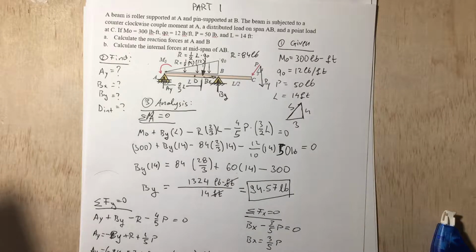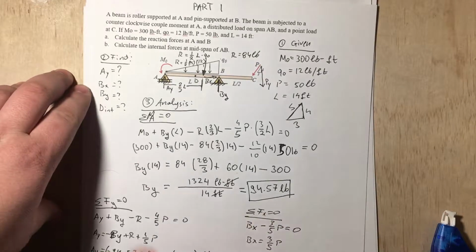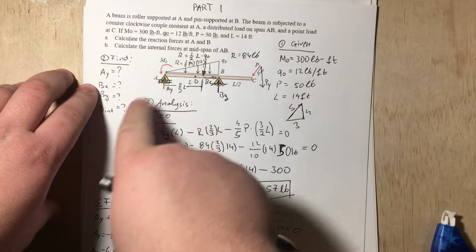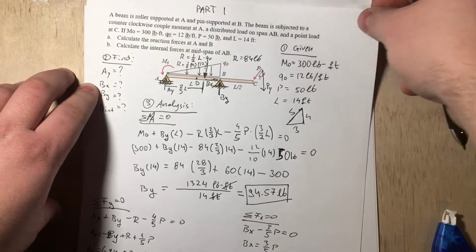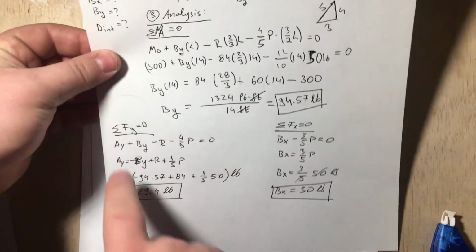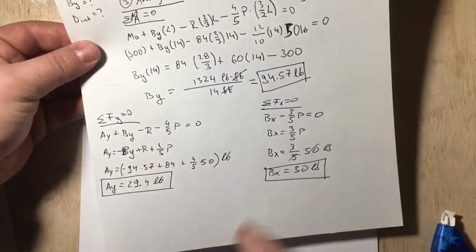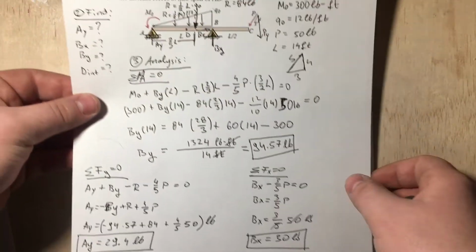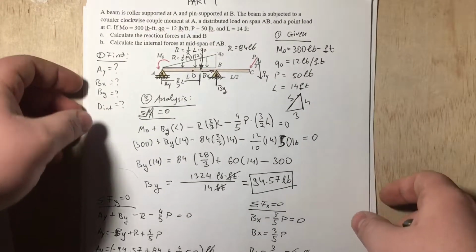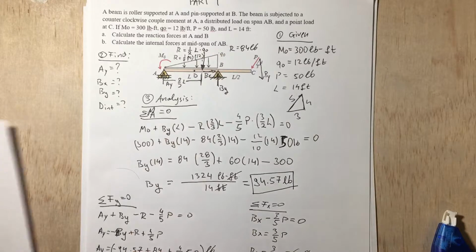Hello again everybody. So on part 1 of this video we were able to calculate the reaction forces at point A and B, and just summing the moments around point A and summing forces in the y and x direction, we were able to come up with By, Bx, and Ay. In this video we're gonna go over how to calculate the internal forces at the midspan of AB.